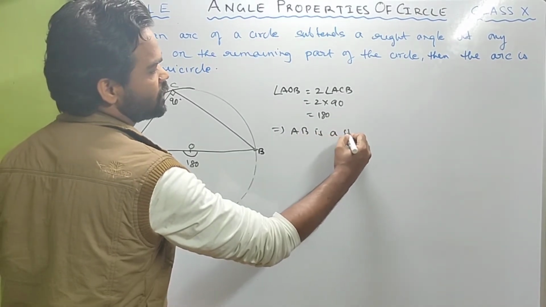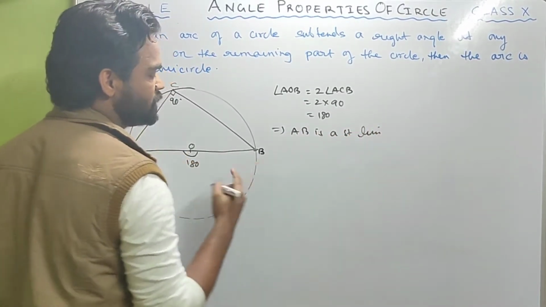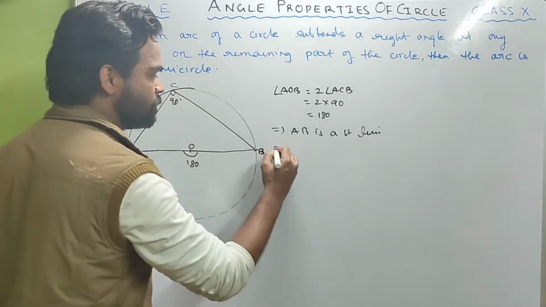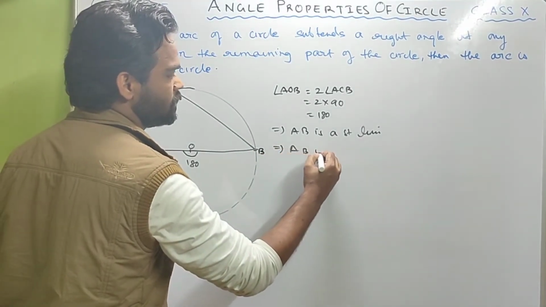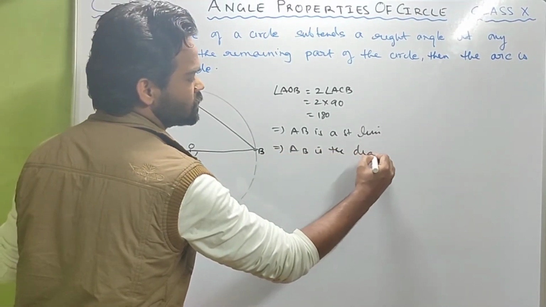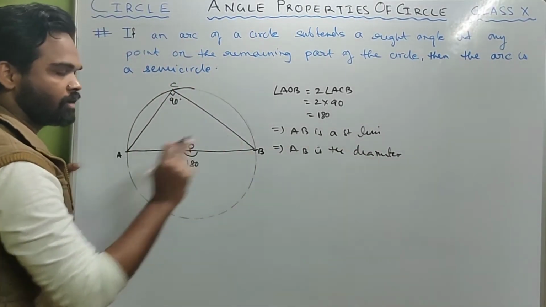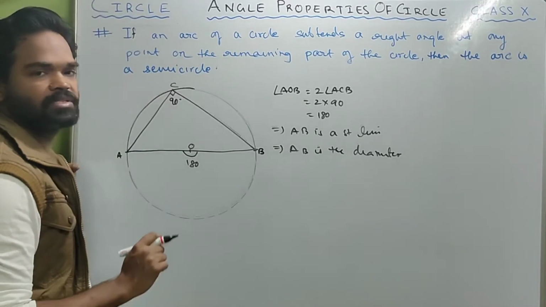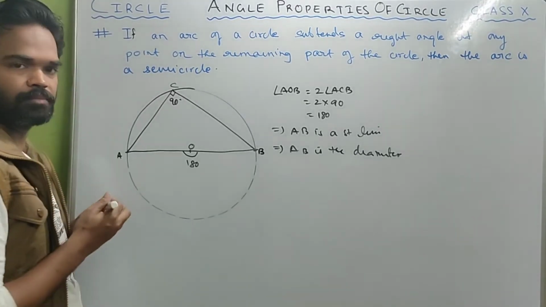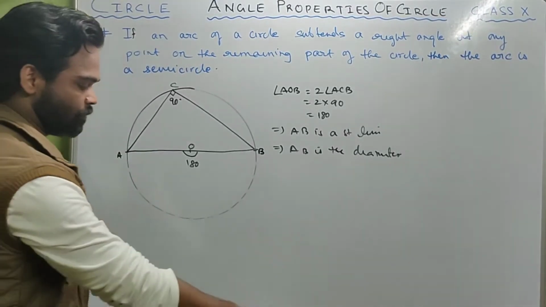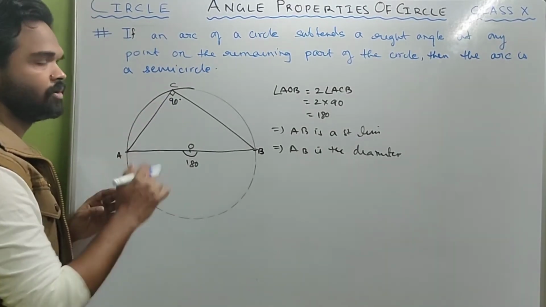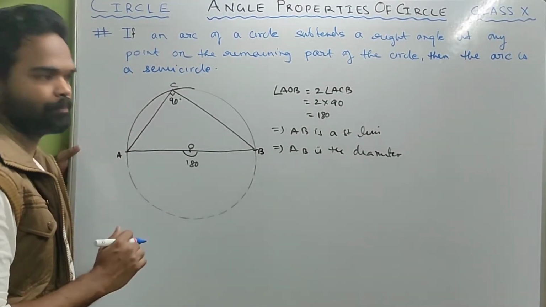AB is a straight line passing through O, which simply means AB is the diameter of the circle, and if it's the diameter, then definitely this part is a semicircle. That's the theorem. So in angle properties of circle, we'll use all these theorems while doing the sums.